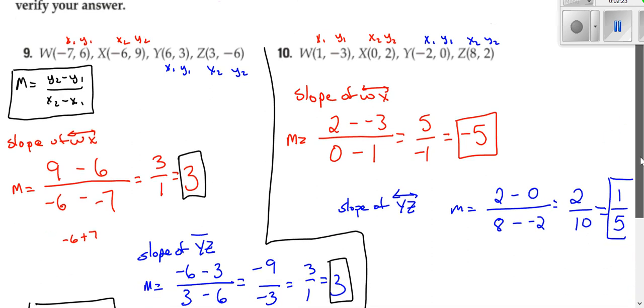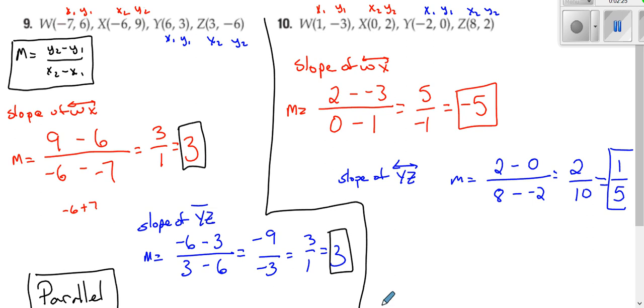Now these slopes are perpendicular slopes. I can tell this for one reason: 5 and 1/5 are reciprocals and the signs are opposite, so this is a negative reciprocal of the other one. If you're not sure, you can always multiply the two slopes together, and if the answer is negative 1, then you know that it is perpendicular.